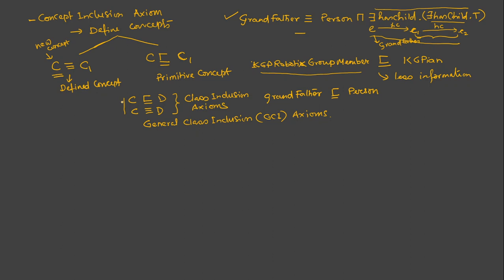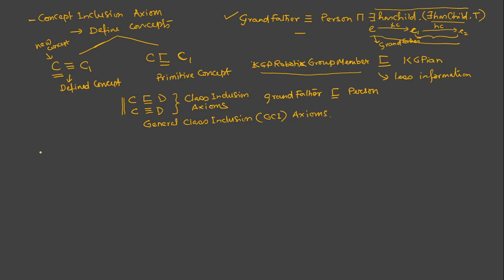So why are these axioms? We are asserting to the knowledge base that these are true. So that's why these are called axioms, right? And this is independent of any individual that we are defining later, right? So this definition of grandfather is always true as far as our knowledge base is concerned. So that's why these are called axioms.